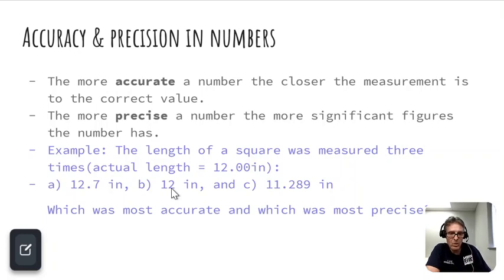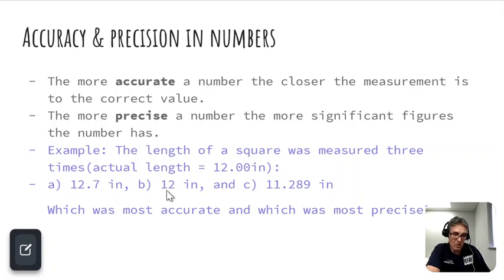Now, if we were to ask which is the most accurate and which is the most precise, let's think through this. Our first answer, 12.7. What our measurement is claiming is that this square, based on this measuring device, is going to be larger than 12.65 inches, but smaller than 12.75 inches. And that's not exactly true because we know it's 12.00 inches. So that one is neither very accurate nor precise, but it happens to be more precise than this measurement.